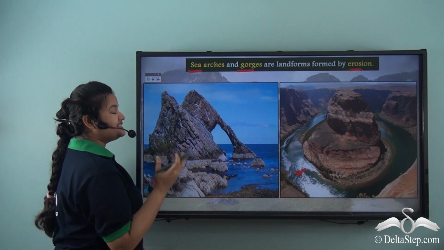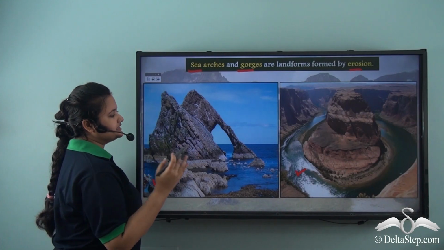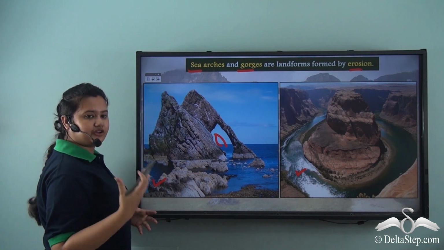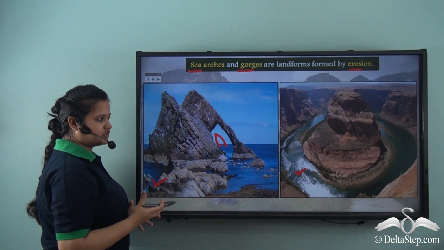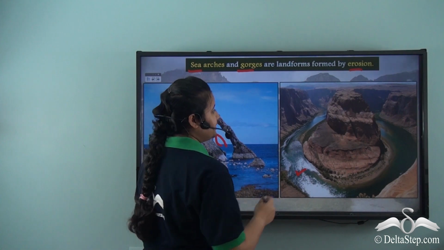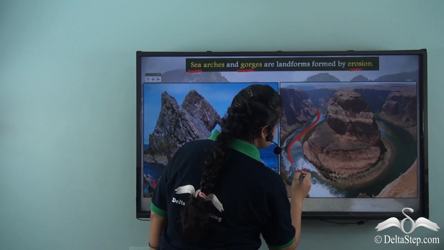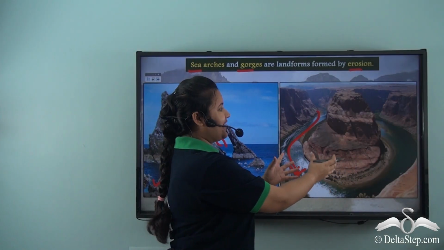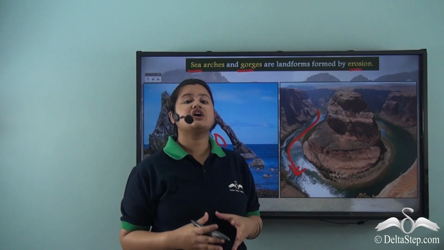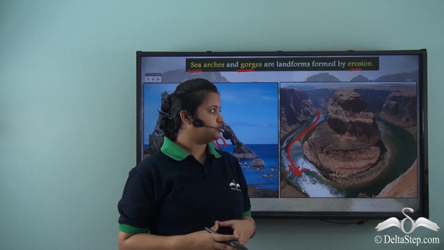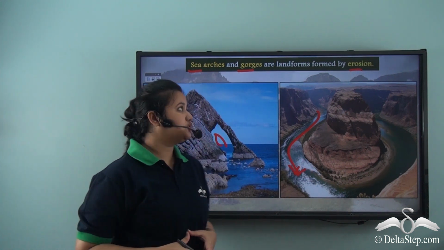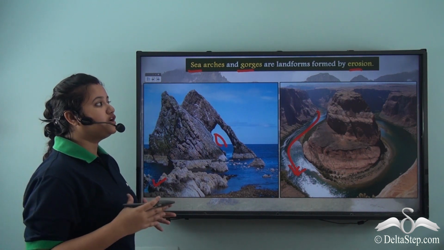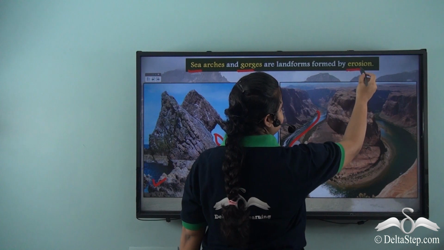And here also when sea waves constantly hit these rocks, see, this portion of the rocks gets eroded and we get this structure. And here in this image, when a river flows in this region, it erodes this portion of the land surface, and due to this continuous erosion we get this structure. So sea arches and gorges are examples of landforms formed by erosion.